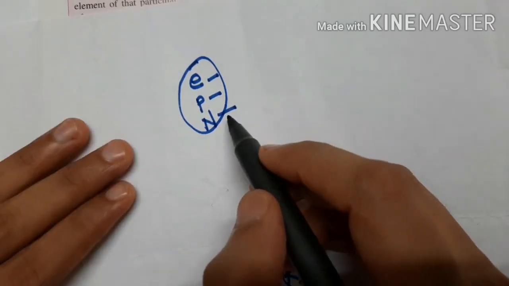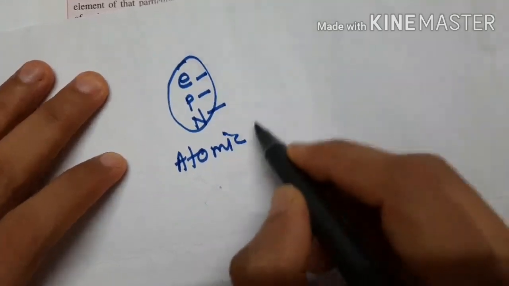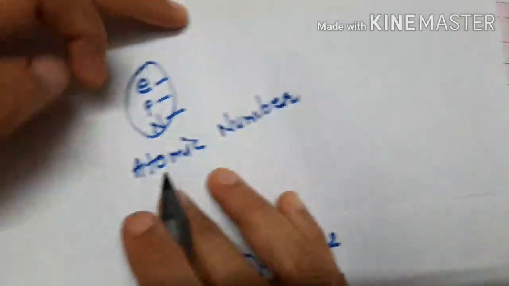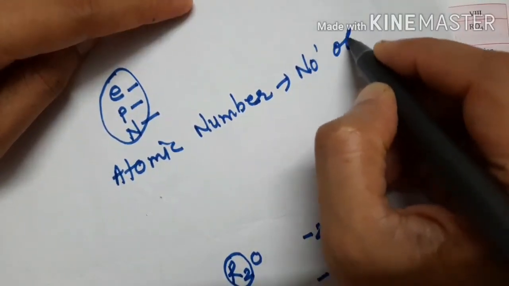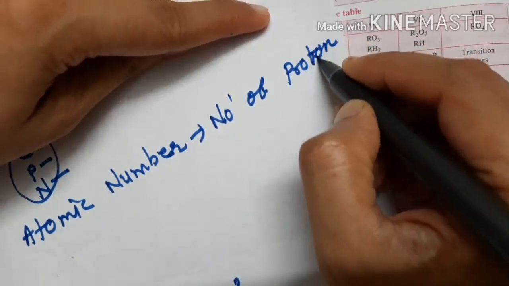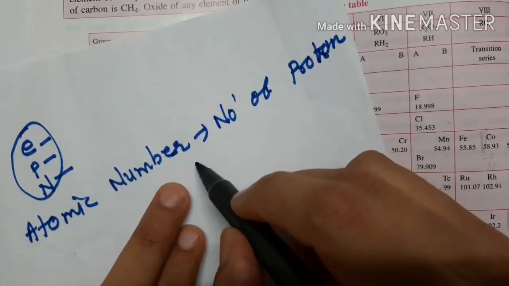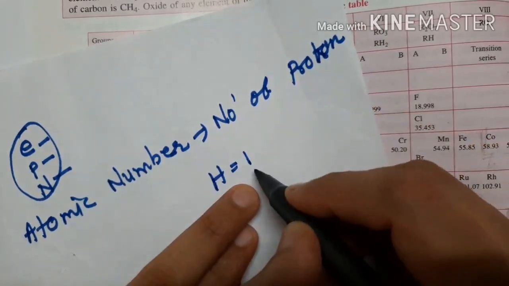Through that he found the atomic number. What is the meaning of atomic number? The number of protons is called the atomic number. So hydrogen has one proton, that's why its atomic number is one.